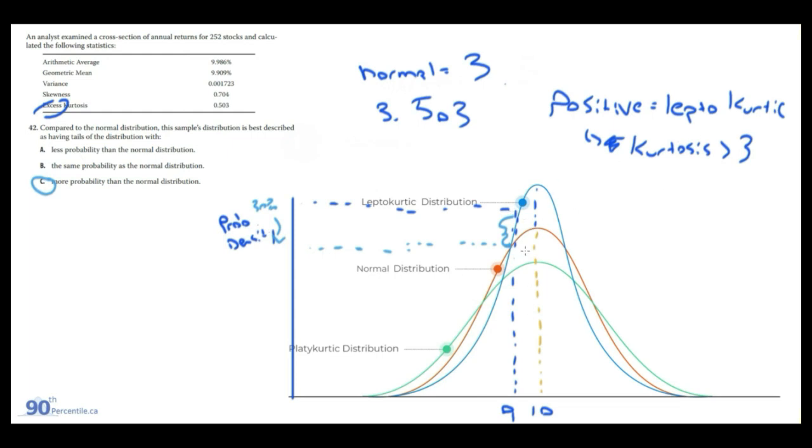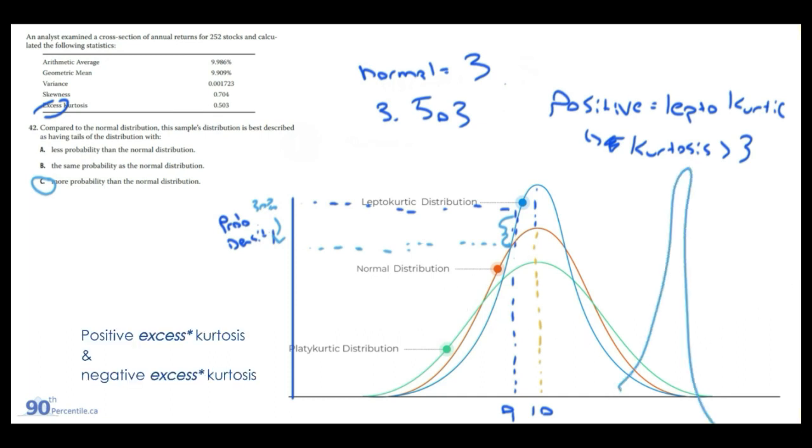This was a visual way to show it. Going forward, you just got to know that positive kurtosis is going to be really steep. Negative kurtosis is going to be really narrow. And the steepness of these tails refers to the probability. So the steeper, the more probability in the tails.